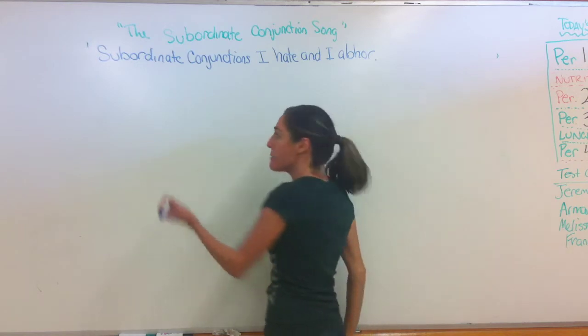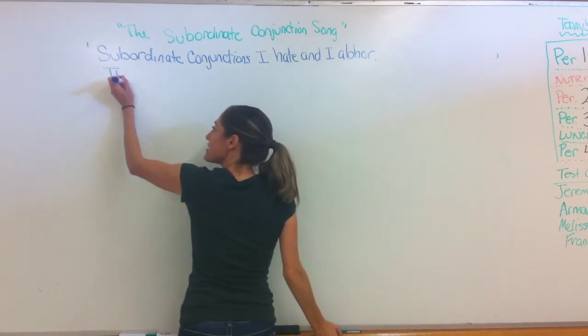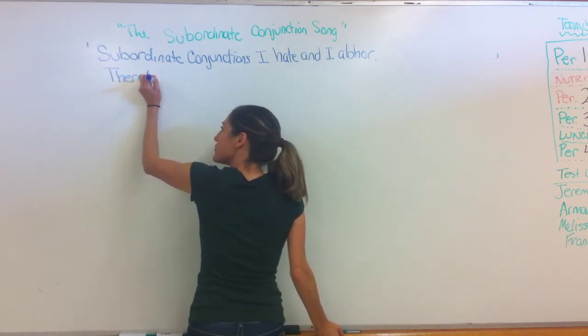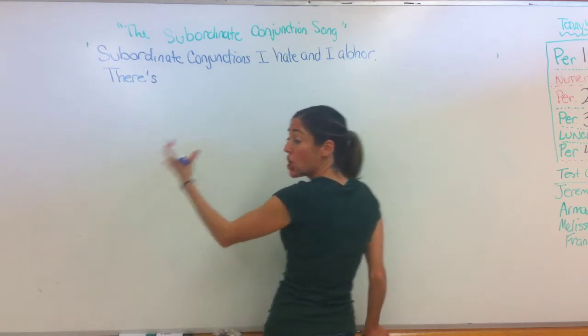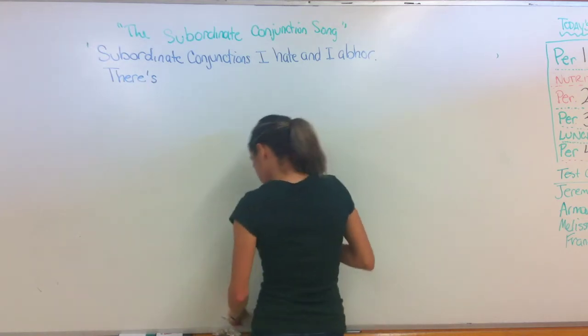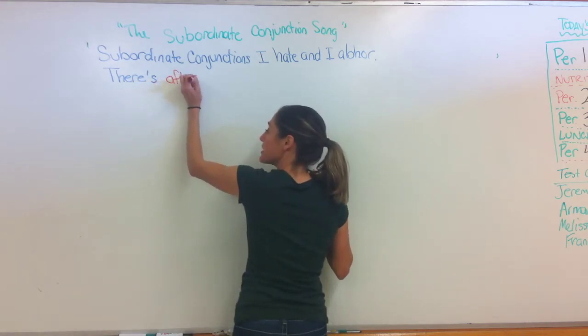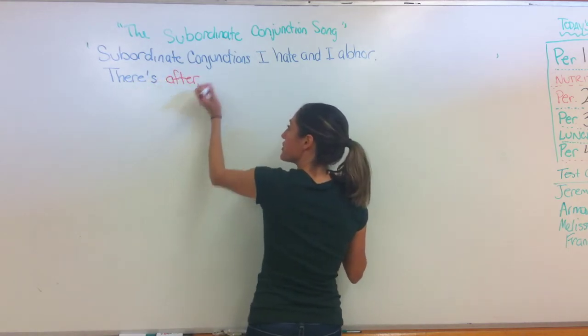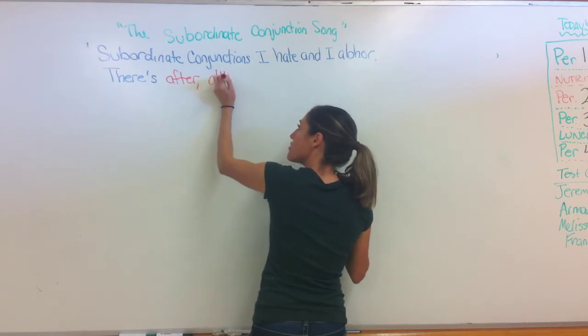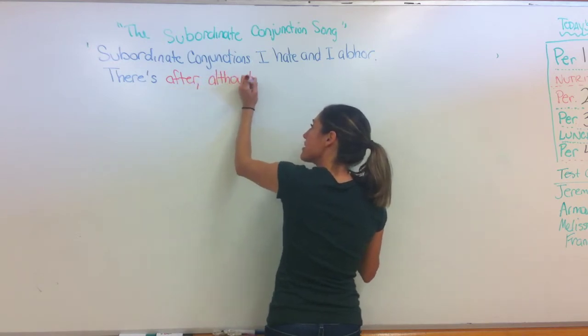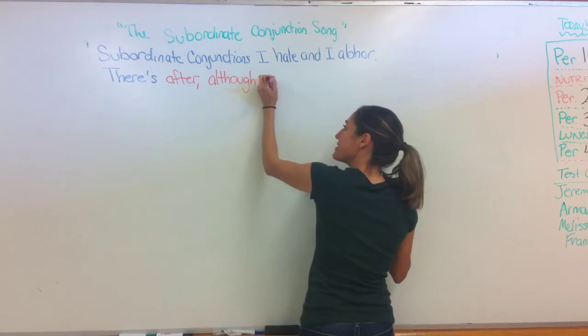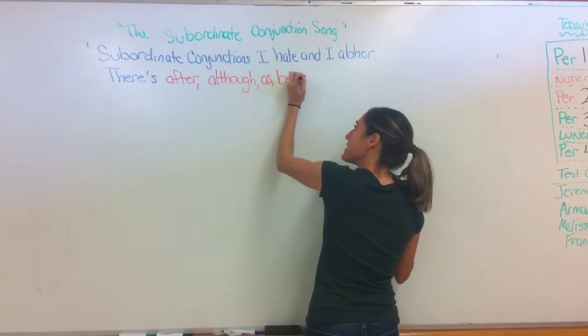And now we're going to start listing them. There's, T-H-E-R-E apostrophe S. There is. Now we're going to list all of them together. There's, switch markers. After, because that's a subordinate conjunction, I'm going to mark it. There's after. Although. As. Because.